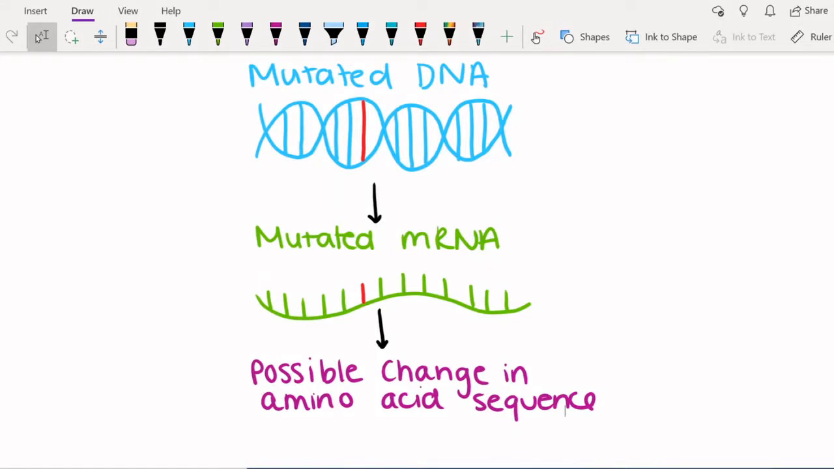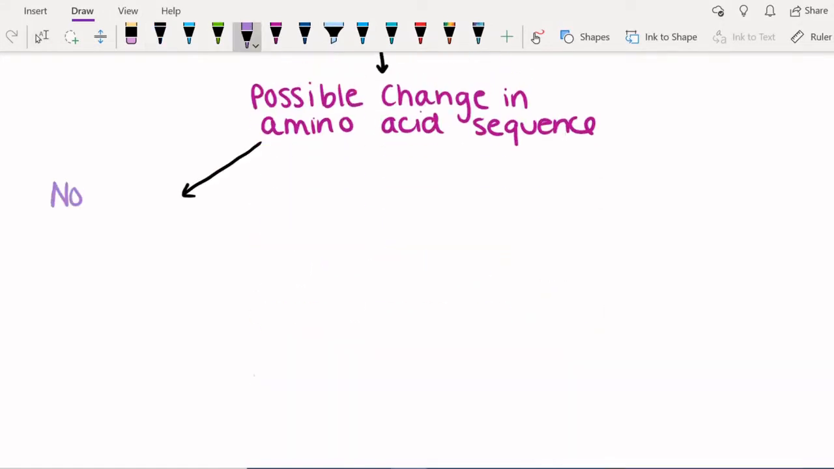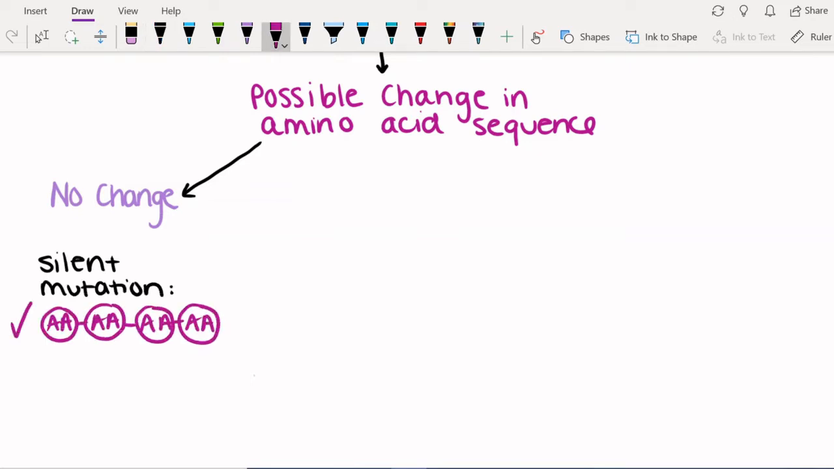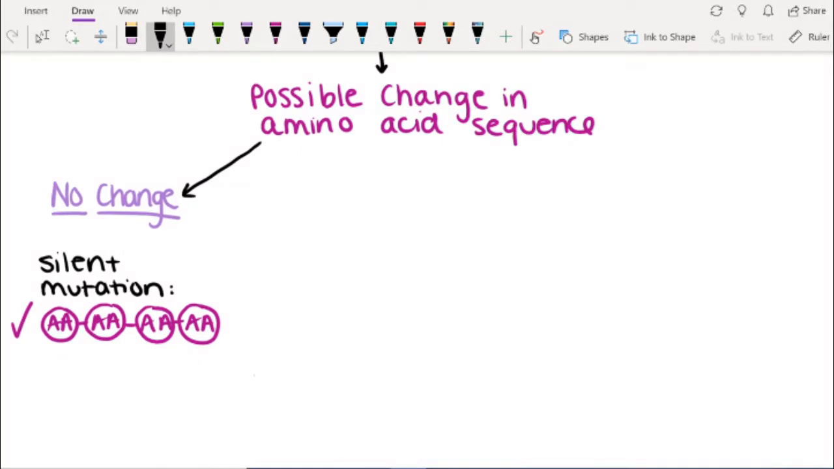First, it's possible that the amino acid sequence stays the same. Silent mutations don't affect the amino acid sequence. It is also possible that the mutation occurred in the untranslated region of DNA rather than the coding region, in which case the protein may stay the same.